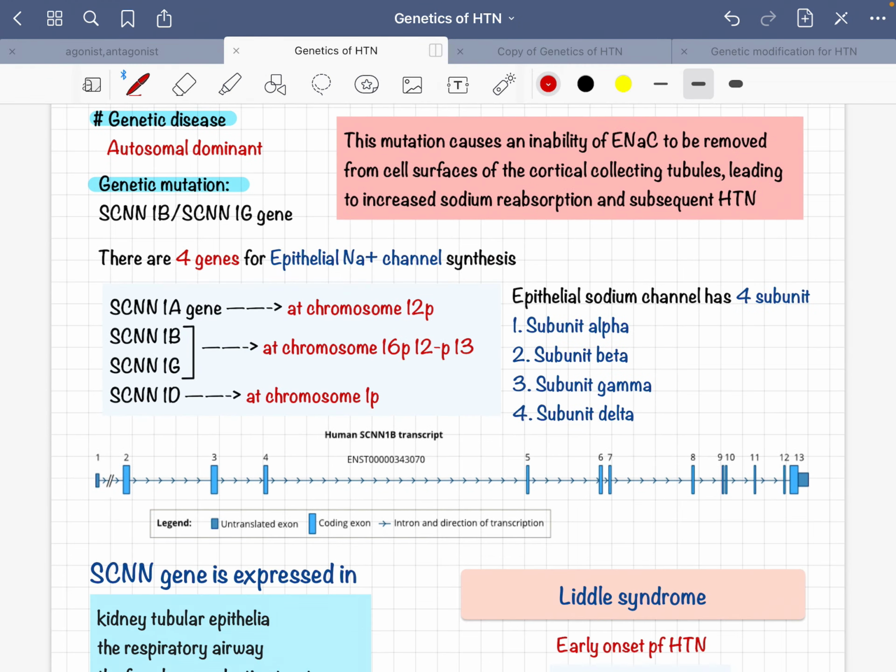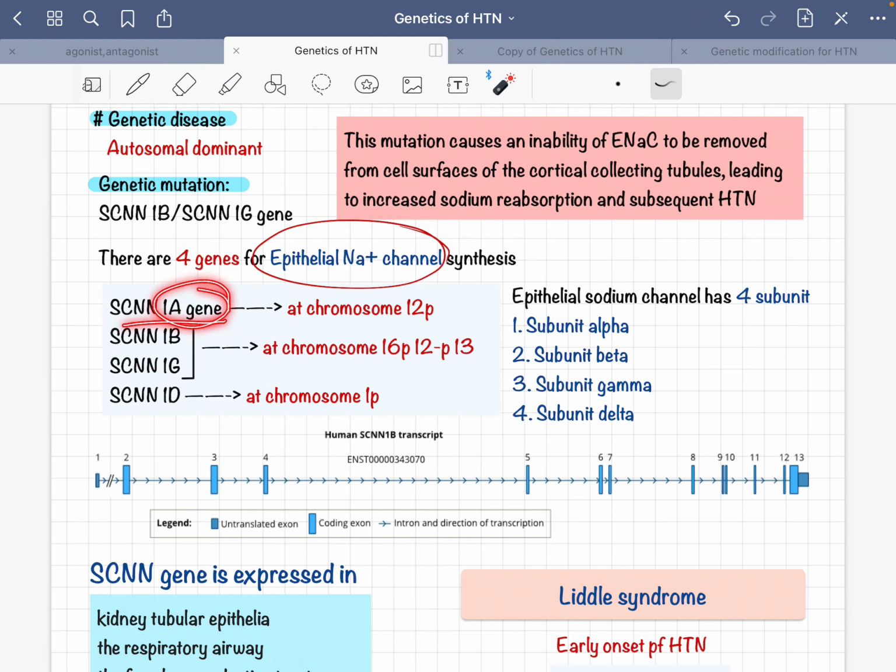This epithelial sodium channel has four subunits. These are called subunit alpha, subunit beta, subunit gamma, and subunit delta. All of these subunits are synthesized by specific genes. That means for these four subunits there are four genes in your cell.